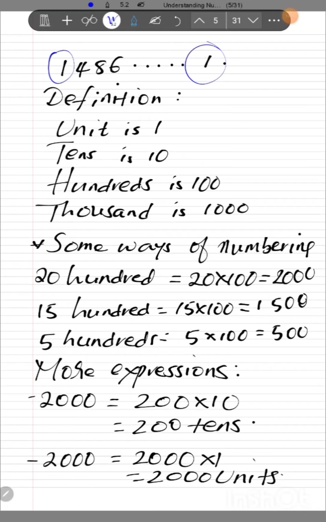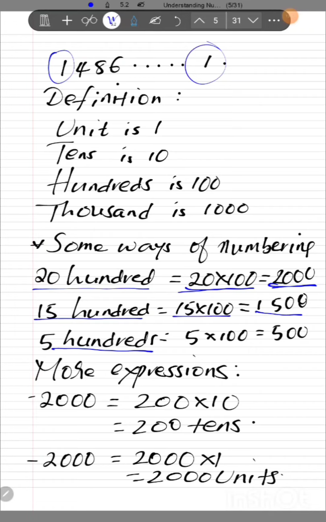Another one, definition. A unit is a 1. Tens is 10, hundreds is 100, and thousands is 1,000. There are other ways of calling numbers, like 2000. What does it mean? We just put 20 times 100. Simply it means 2000. What about 1500? 1500 is 15 times 100. You can call it 1500 or fifteen hundred. This is another way of saying it.